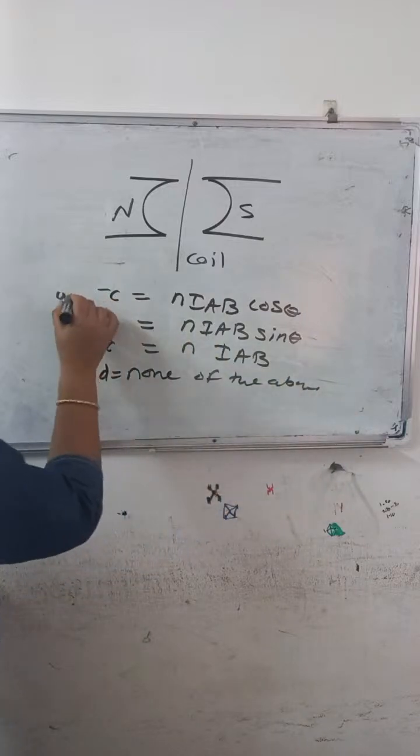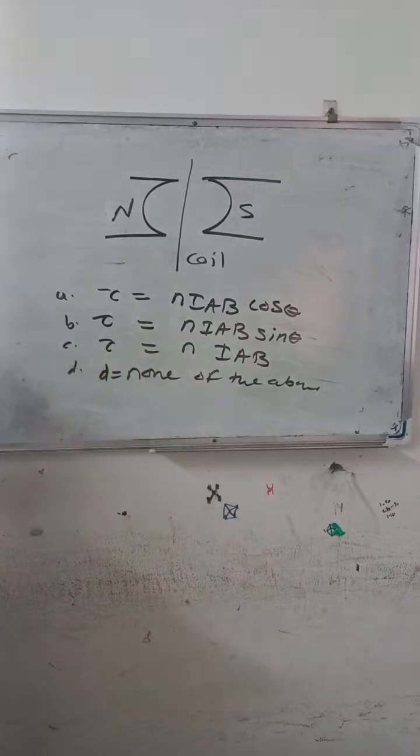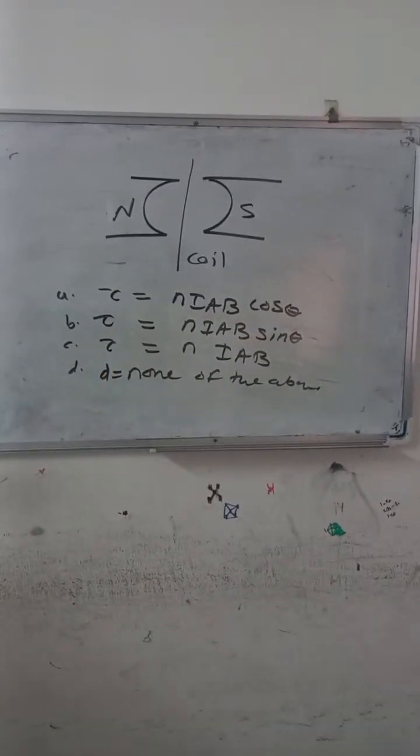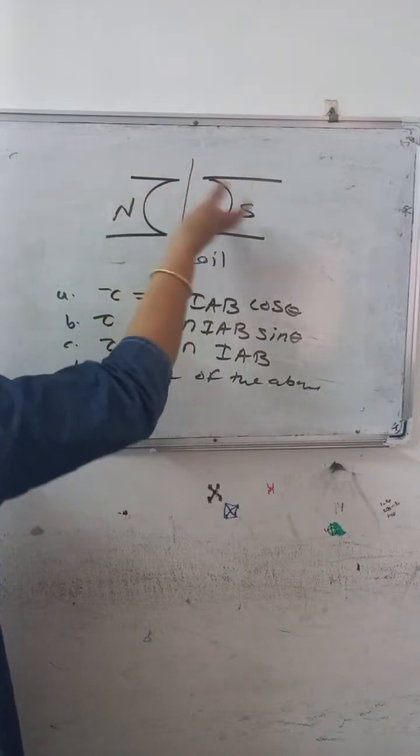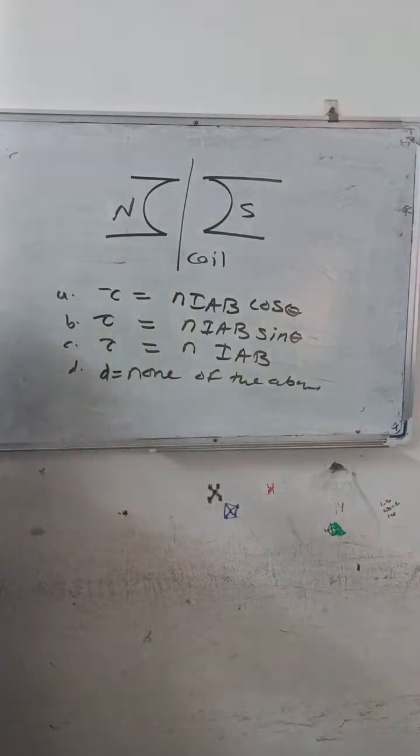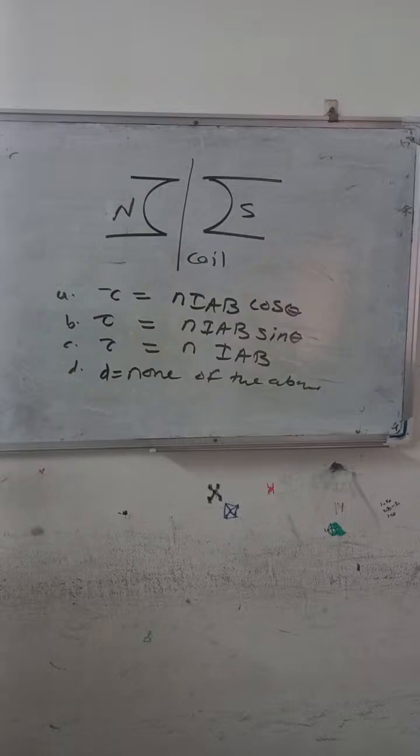So options A, B, C and D are given. Whatever the statements are given here, the north and south pole of the permanent magnet, the n turn coil of cross section area A, and the current is passing through this coil, so a uniform magnetic field is formed over here. They are asking how much is the torque produced, and we know that torque is NIAB cos of theta. So this is your correct option. Option A only is the correct option over here.